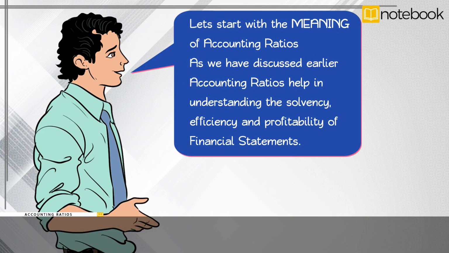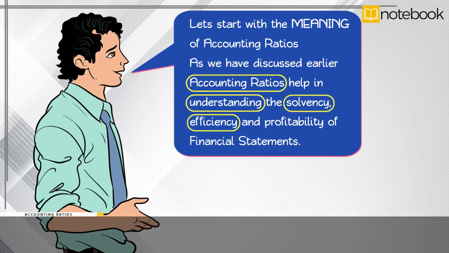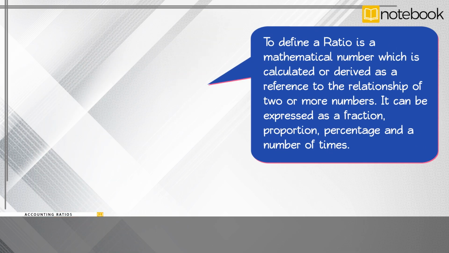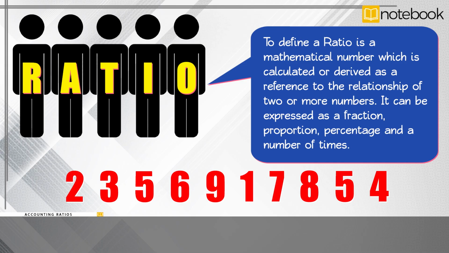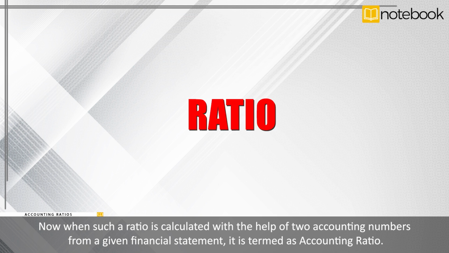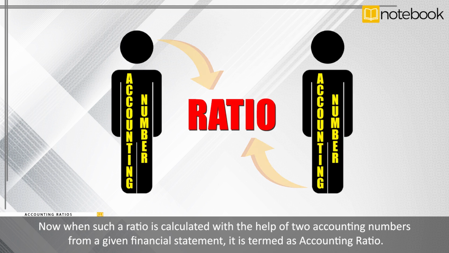As we have discussed earlier, accounting ratios help in understanding the solvency, efficiency, and profitability of financial statements. To define, a ratio is a mathematical number which is calculated or derived as a reference to the relationship of two or more numbers. It can be expressed as a fraction, proportion, percentage, and a number of times. Now, when such a ratio is calculated with the help of two accounting numbers from a given financial statement, it is termed as accounting ratio.